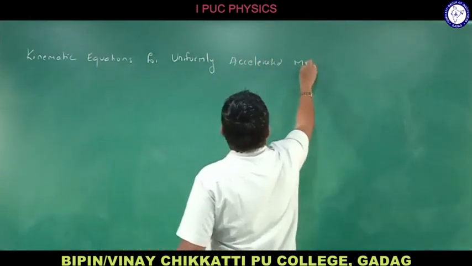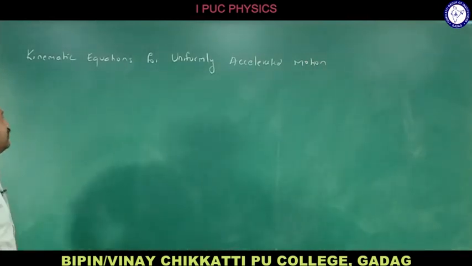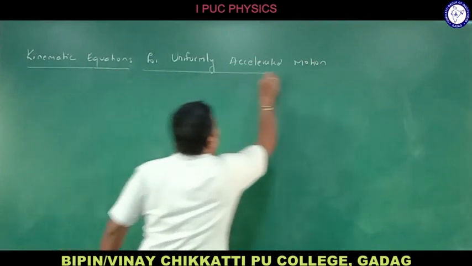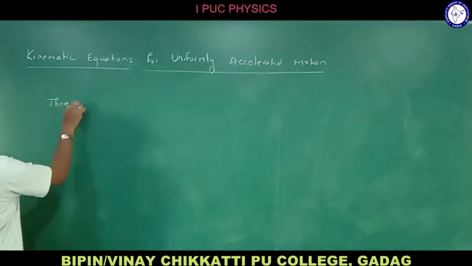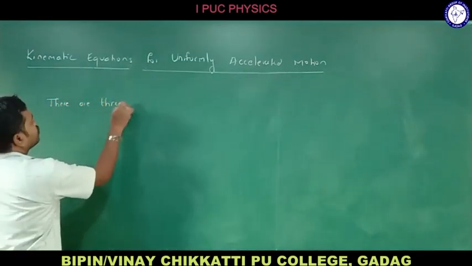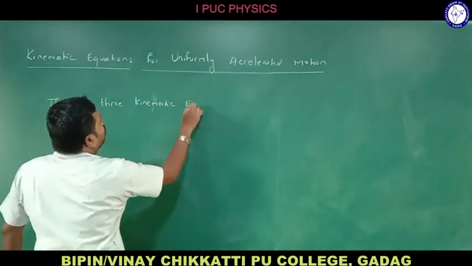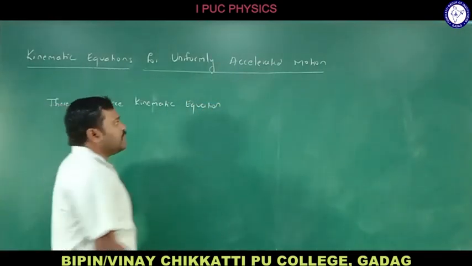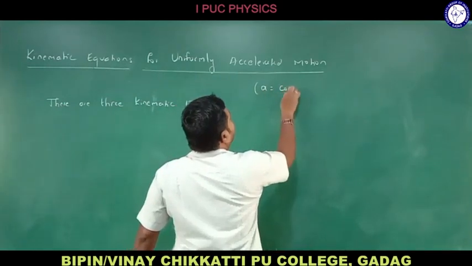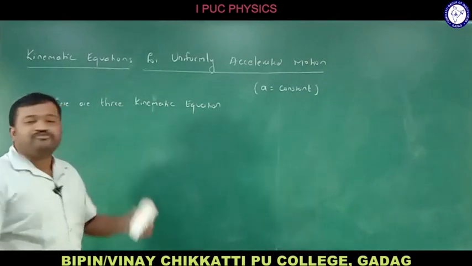Uniformly accelerated motion means the acceleration of the body remains constant throughout the motion. That kind of motion is called uniformly accelerated motion, right? So we have kinematic equations for uniformly accelerated motion. There are three kinematic equations. Do remember, uniformly accelerated motion means a motion in which acceleration remains constant. If this is the case, then we have three kinematic equations.